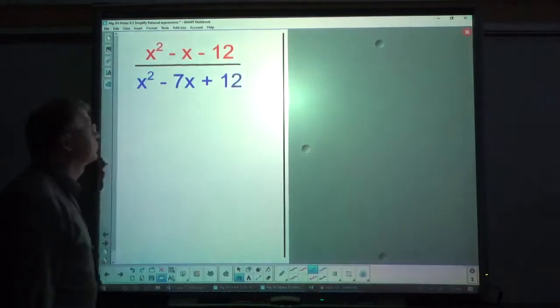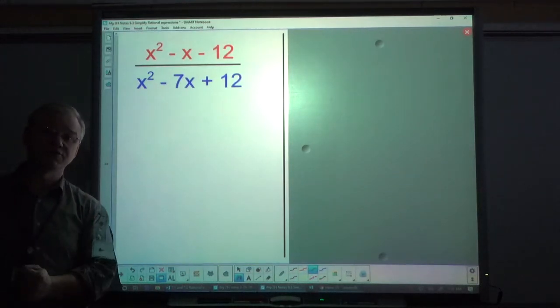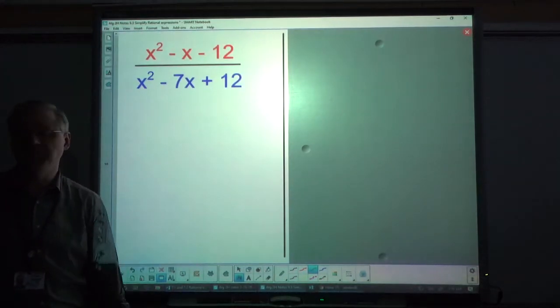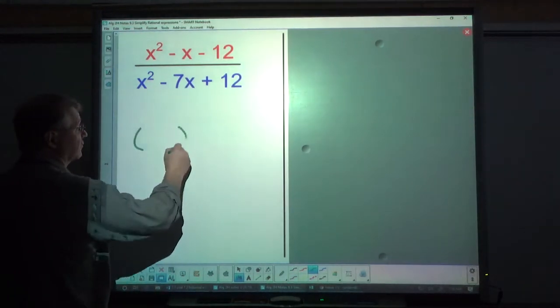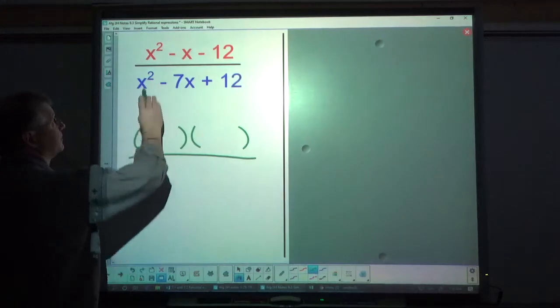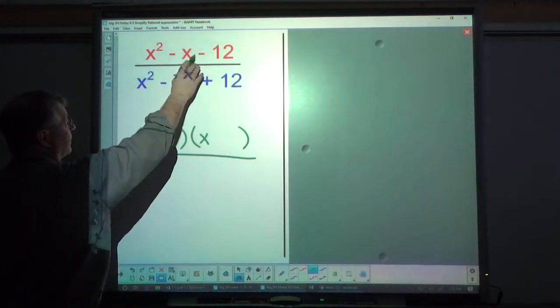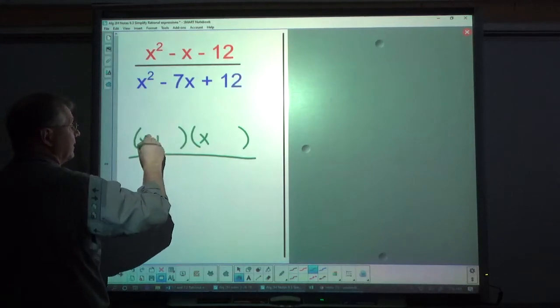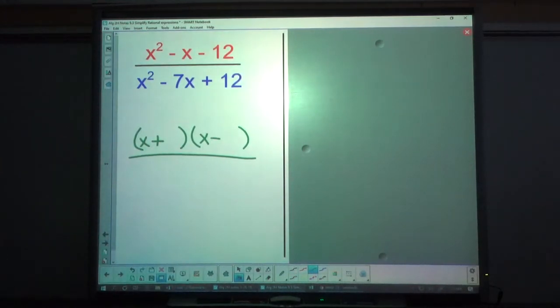So, in this problem, I've got a trinomial on top, a trinomial on bottom. Remember, factor completely, you always look for a GCF, but in these two cases, there's no GCF. So I'm just going to basic factor the top. x, signs are minus and plus, that means one plus and one minus.